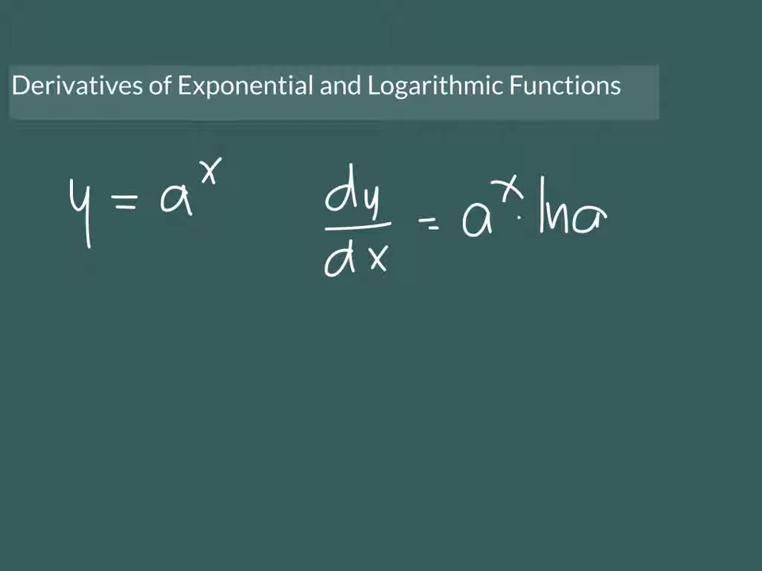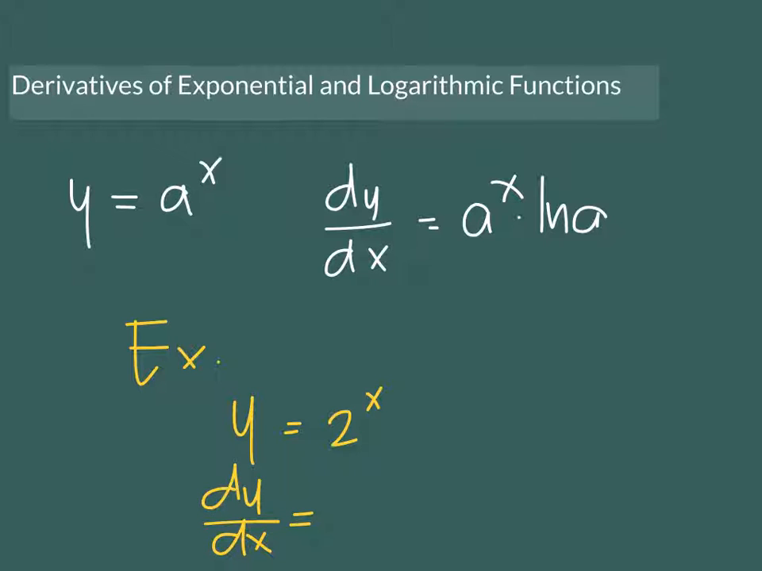So, example, if y is equal to 2 raised to x, then dy over dx, the derivative, is 2 to the x times ln 2. And that's the rule. Do you understand?